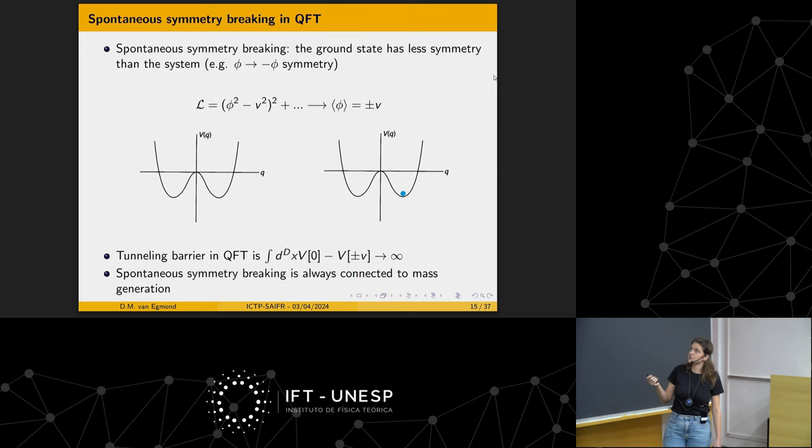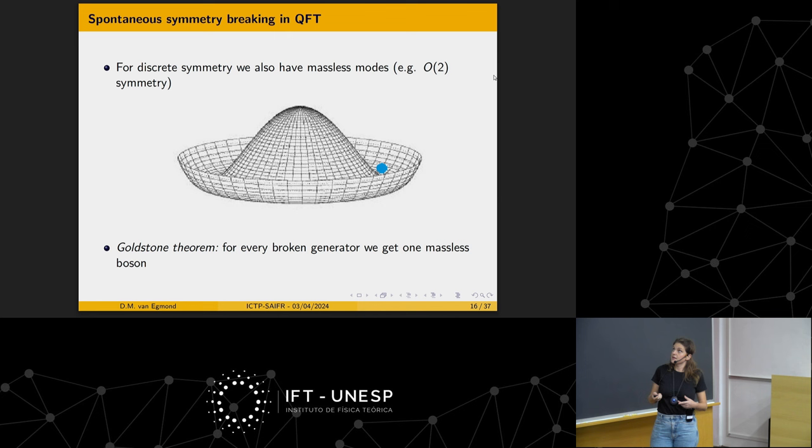Because here you can see that for this particle to climb up here, it would have to use energy. And if you have to use energy to get moving, you can interpret this as having a mass. Because if you didn't have a mass, you wouldn't need energy to move. Now, these two examples that I gave, of the Ising model and the example I just gave, are all discrete symmetries, but the same can be applied for continuous symmetries.